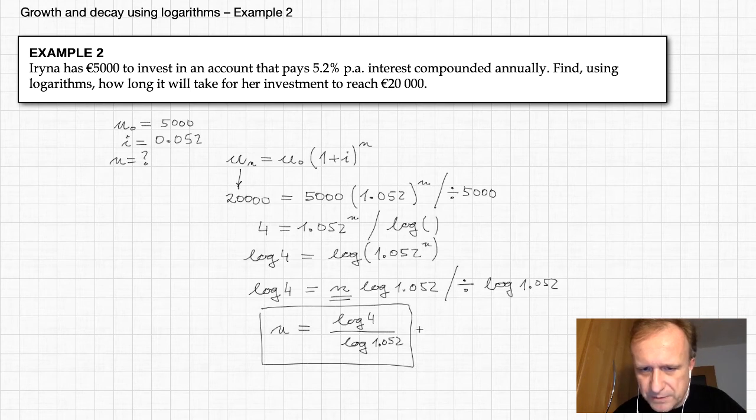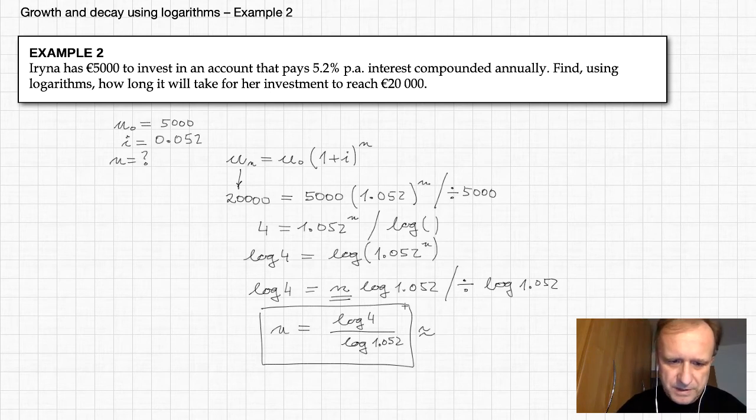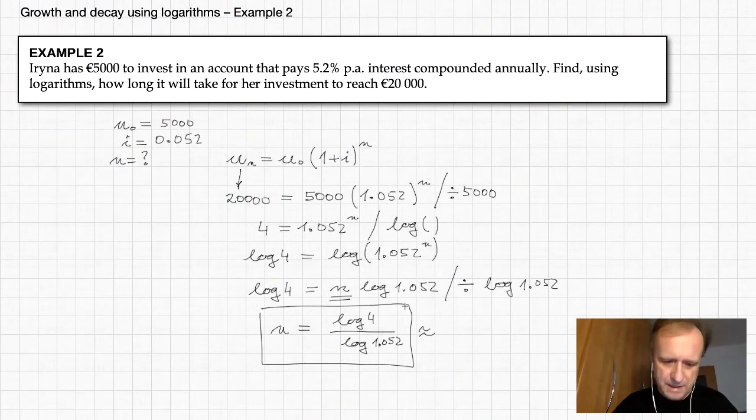Now let me use the calculator to approximate the result. So it's logarithm of 4, so I use the calculator and type in logarithm of 4 divided by, and again logarithm of 1.052. Close the bracket, so here it is, and I get the answer, which is 27.347 approximately years.